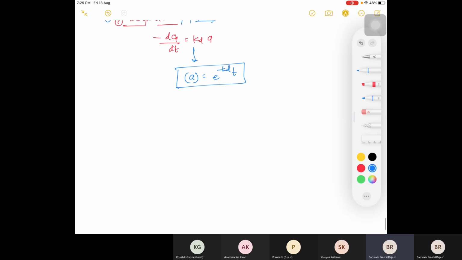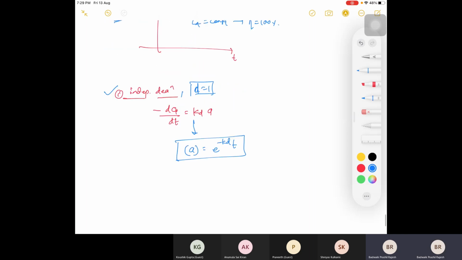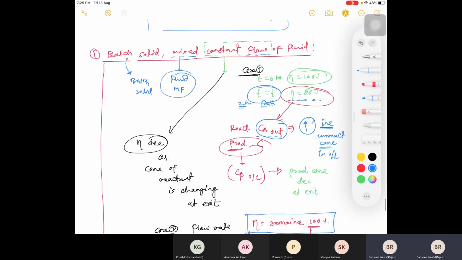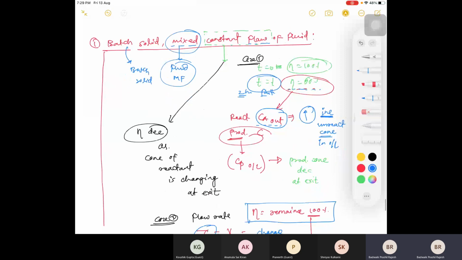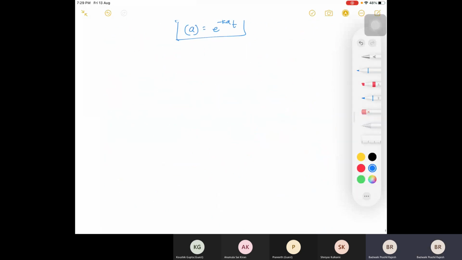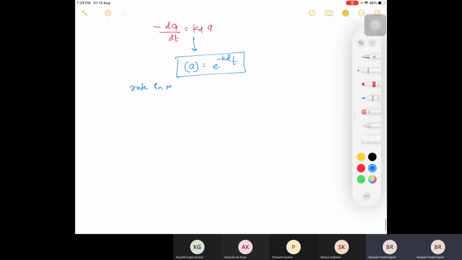Then I used mixed flow here, right? So I'll be using the rate in MFR. What is the rate in MFR? In terms of W I'm writing, and I told you this during the heterogeneous portion: instead of V divided by Fa naught, which equals tau divided by Ca naught, it equals Xa divided by minus Ra.